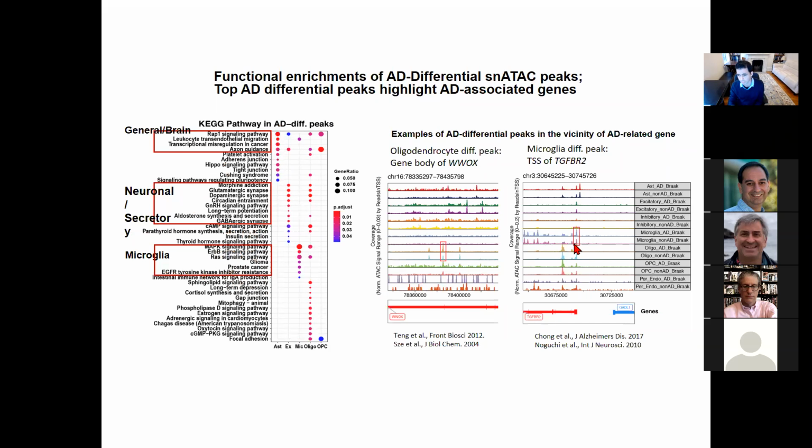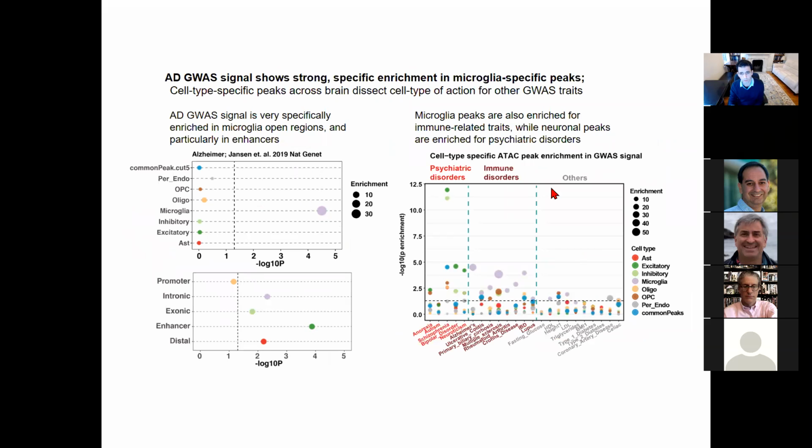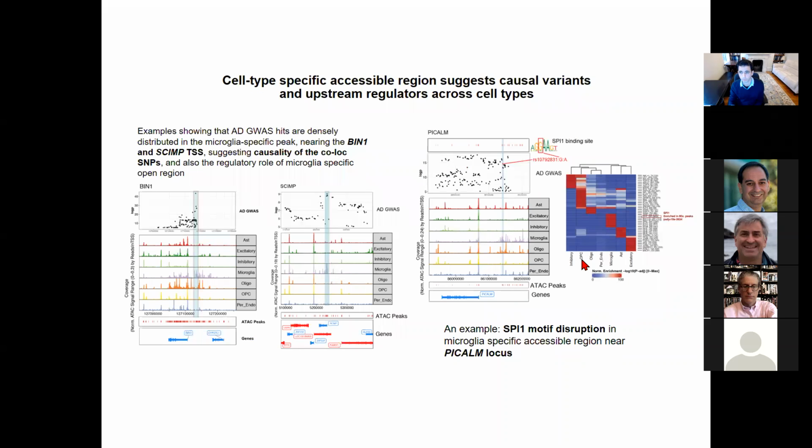And then corresponding examples for the fine mapping for each of those. And then I showed some of these results earlier.